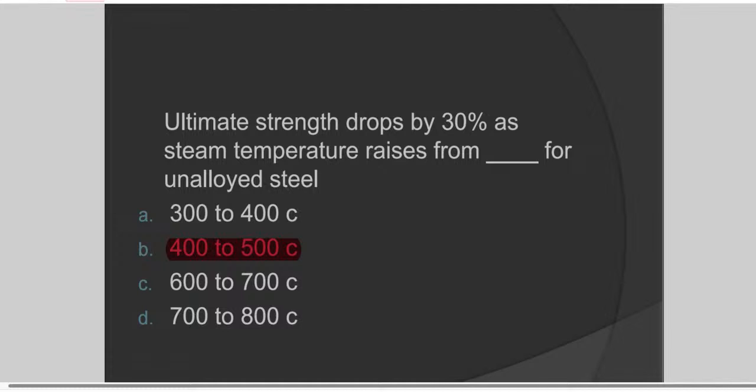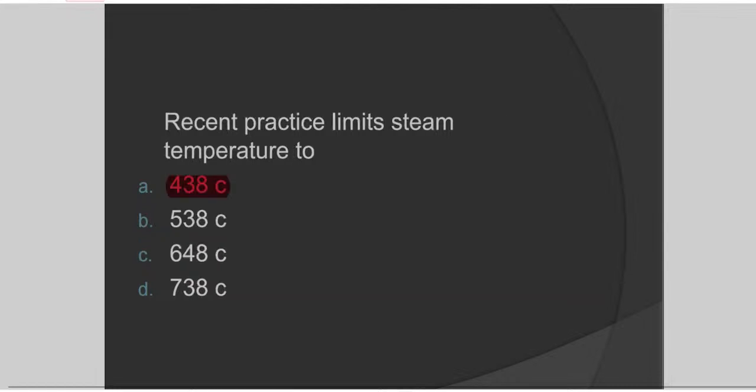Ultimate strength drops by 30% as steam temperature rises from ____ for unalloyed steel. A. 300 to 400°C B. 400 to 500°C C. 600 to 700°C D. 700 to 800°C. Recent practice limits steam temperature to A. 438°C B. 538°C C. 648°C D. 738°C.